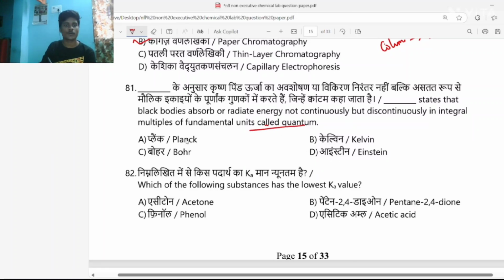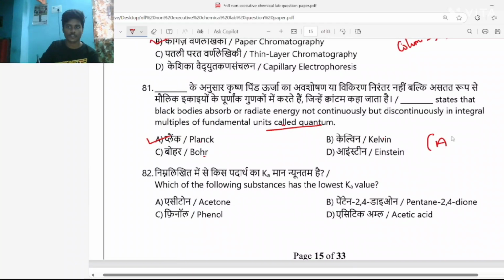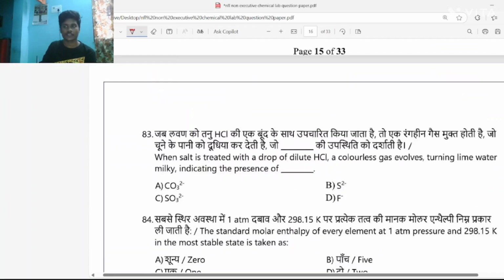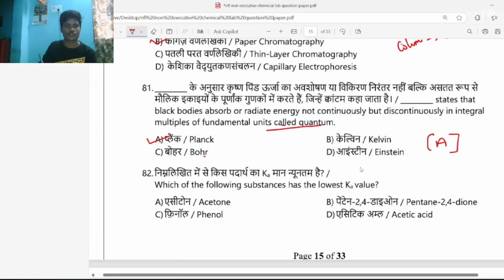Next question. Which of the following substances has the lowest Ka value? What is Ka value? Ka value is directly proportional to what? Acidity, right? Higher the acidic, higher will be the Ka value, which is nothing but indirectly in the question they are asking which of the molecule has the lowest acidic, right? Least acidic compound. Acetone, phenol, acetic acid and pentane-2,4-dione. Answer would be option A, because it is phenol.